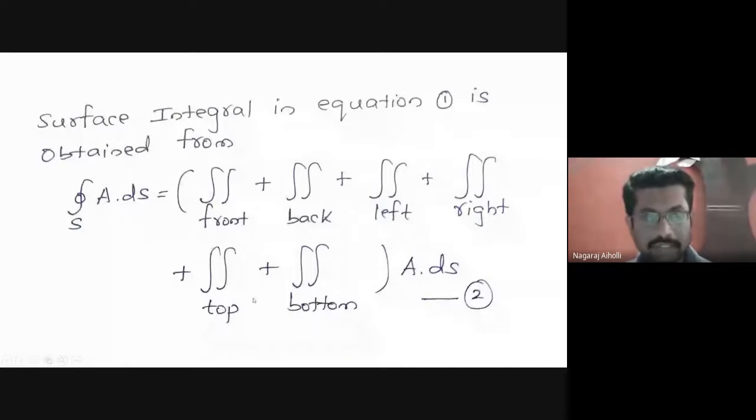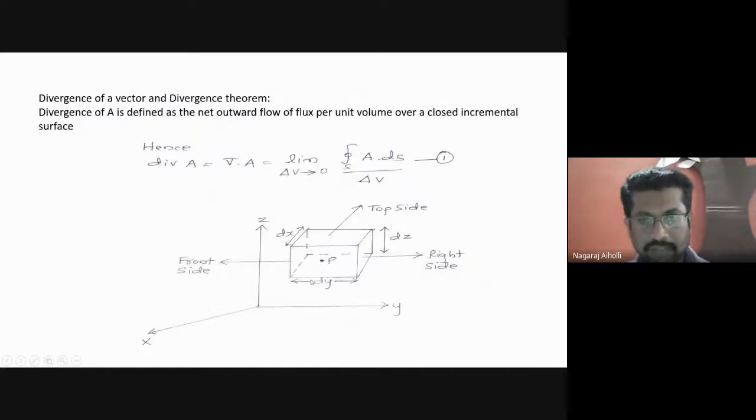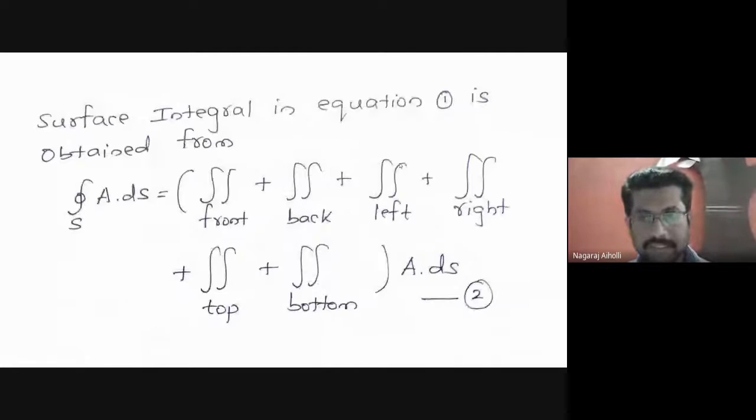We have to integrate this vector with respect to the surface, considering the integrals of the front surface, back surface, left, right, top, and bottom surfaces. If we integrate all these surfaces, then we will get the closed surface integral of the vector A with respect to ds, correct? Let us take this as equation 2.